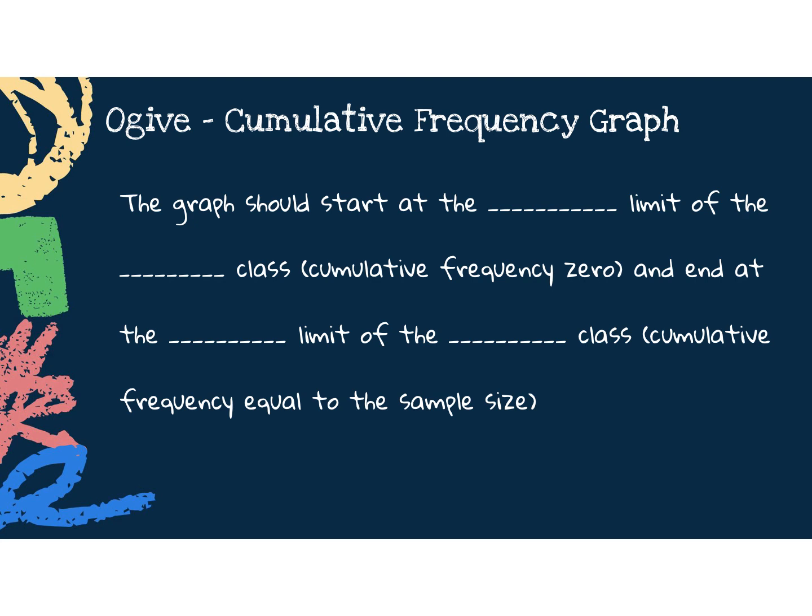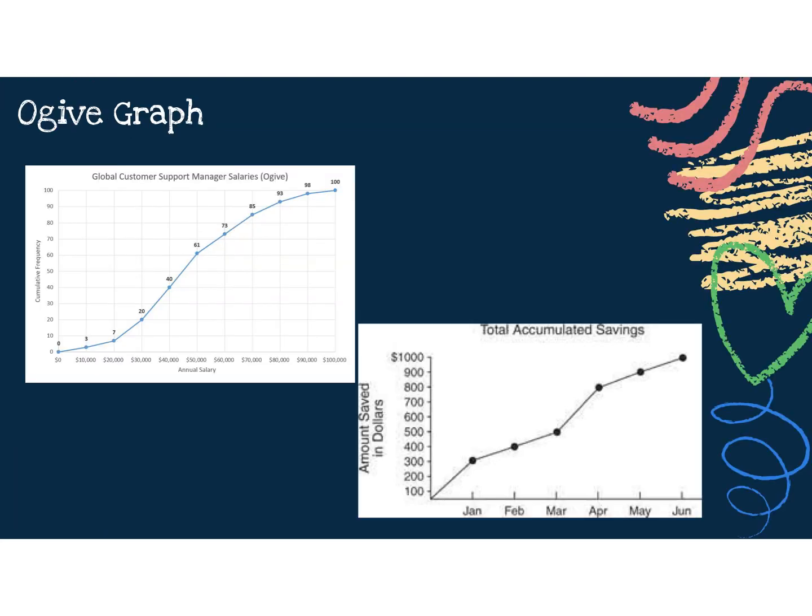The graph should start at the lower limit of the first class, the cumulative frequency of 0, and end at the upper limit of the last class, cumulative frequency equal to the sample size. So you start from 0 and get all the way up to your sample size. Okay, here are some examples of ogive charts, ogive graphs.